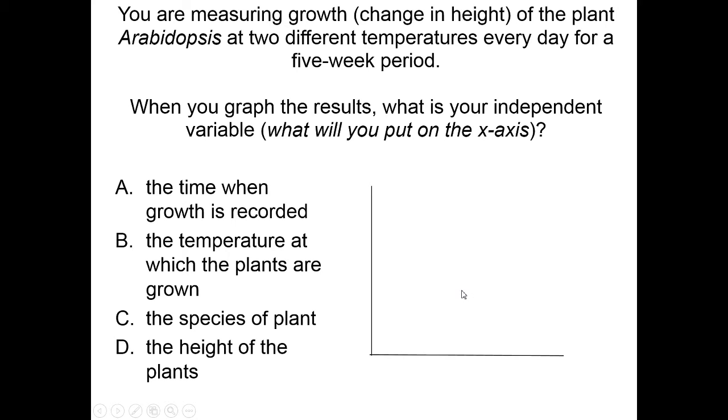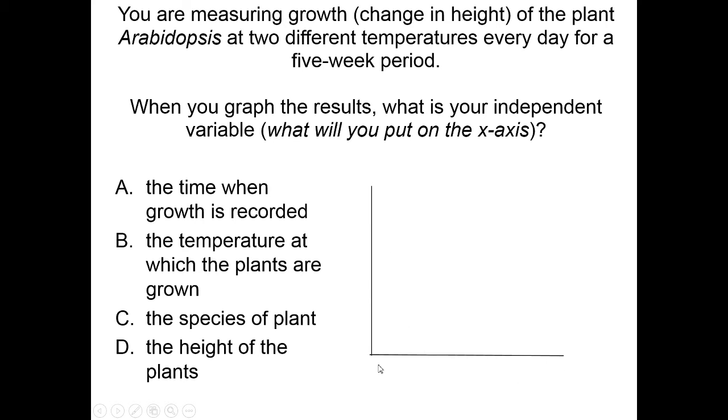You're measuring growth. Whatever you measure as a scientist, that's generally the dependent variable. Dependent variables go on the y-axis. So you're going to put height here. Height, let's say in centimeters. So that's growth. Height of the plants will go on the y-axis.